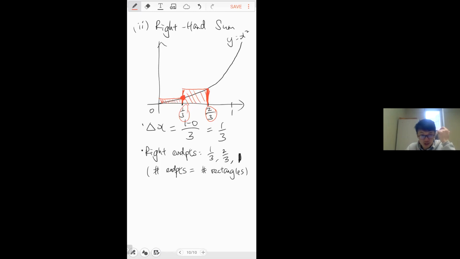All right. So the second interval, you're picking the right endpoint, which is 2/3. So using that, you can draw a rectangle like this. Similar for the last one. So for the last interval from 2/3 to 1, you're picking 1 as your right endpoint, and so your rectangle looks like this. Any questions?